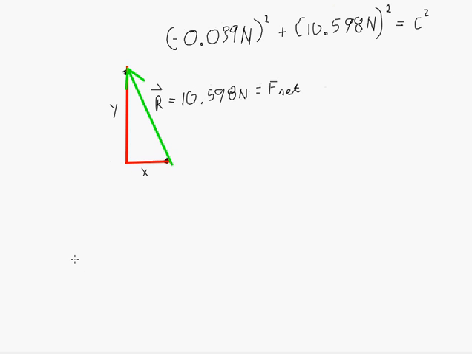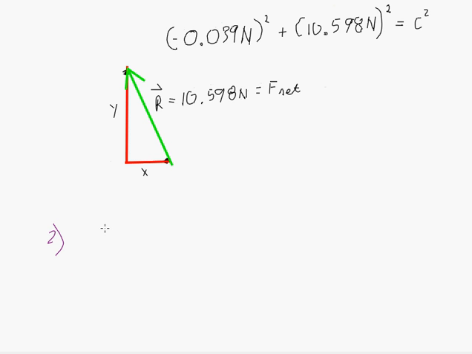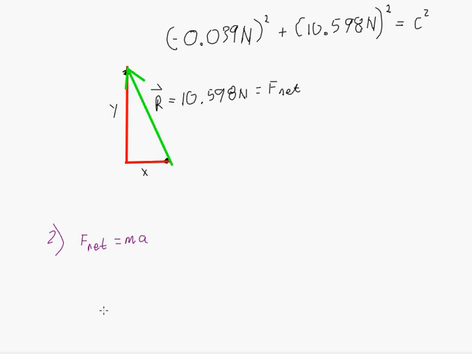Now remember guys, for part 2, we're going to go back to the question again. Part 2, the object has a mass of 6 kg. Find the magnitude of its acceleration. Well, this will be pretty easy, guys. Remember, F net equals ma, and we know, did I not say this? Yes, it has a mass of 6 kg. Mass equals 6 kg. We're just simply going to plug that in.